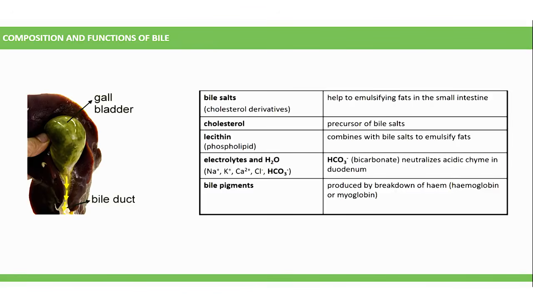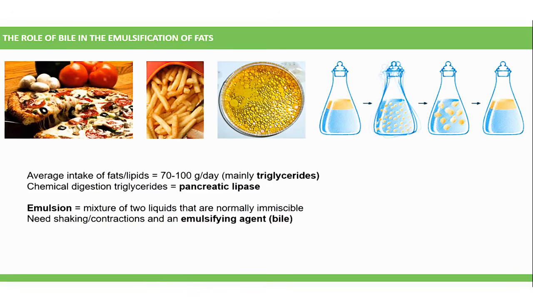We have electrolytes and water, essentially in the same concentrations as your plasma, except there is a very high concentration of bicarbonate ions, which makes this solution alkaline and enables the fluid to neutralise the acidic chyme in the duodenal lumen. There are bile pigments within your bile, which are produced from the breakdown of heme in your hemoglobin and your myoglobin. We will now look at how bile emulsifies fats in your body.